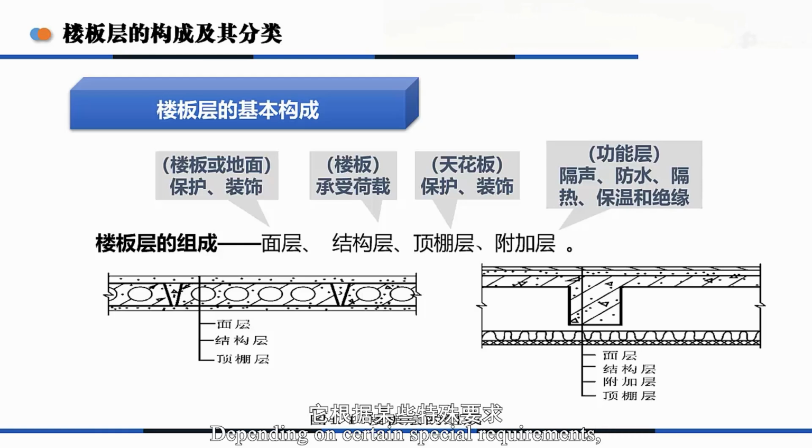Depending on certain special requirements, it can be designed to fulfill functions such as sound insulation, waterproofing, thermal insulation, heat preservation, and electrical insulation. It is also an indispensable part of modern floor slabs. Next, let's take a look at the types of floor slabs.